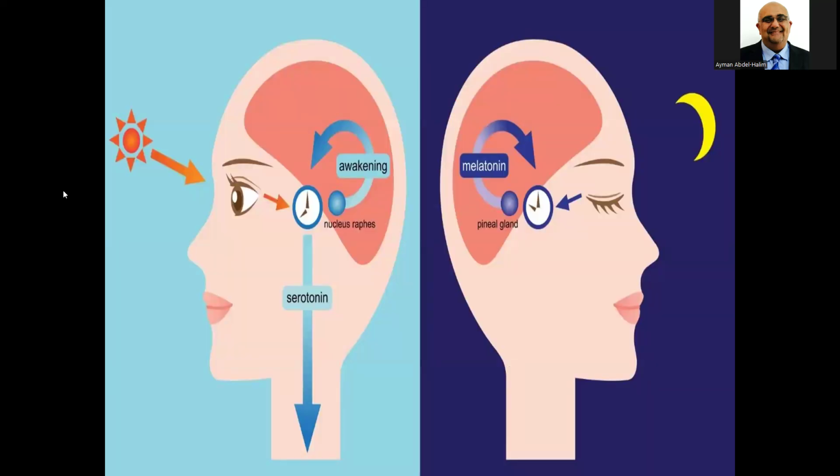So to simplify the circadian rhythm disorder, during the day, your nucleus raphe releases serotonin because you get exposed to the sun, okay? And this will awaken you. While at night, your pineal gland will release a very important hormone called melatonin. And the melatonin is the one that helps you go to sleep, sort of. This is a very oversimplified picture for the circadian rhythm disorders.